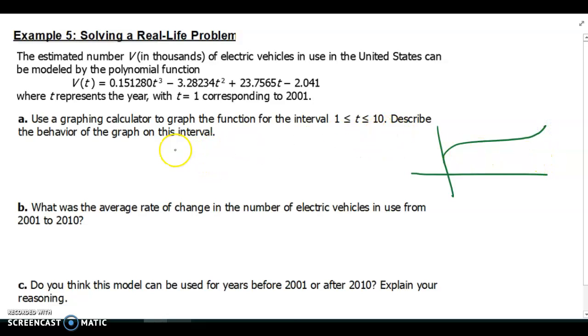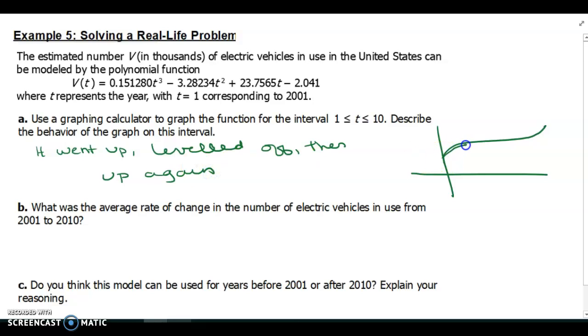All right, so describe the behavior of this graph on this interval. We're only worried about this interval. So I'm going to say it went up, leveled off, then up again. So we went up, and then we kind of sort of leveled off, and then we went up again.